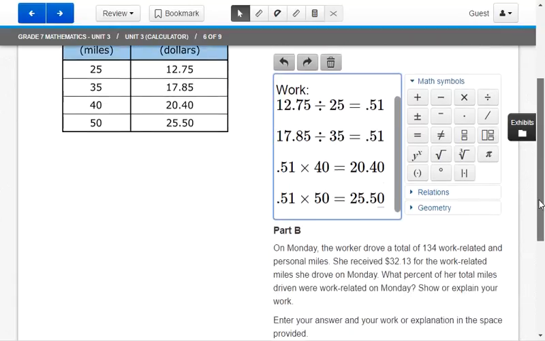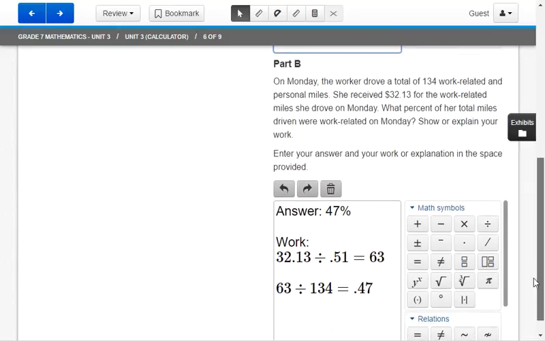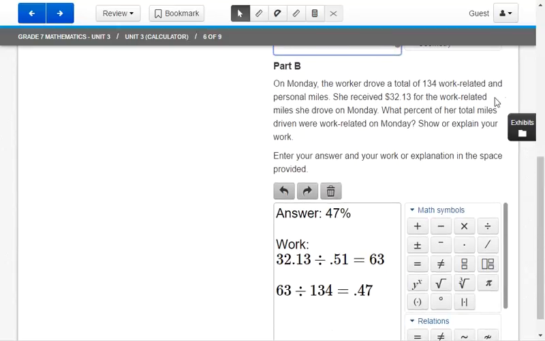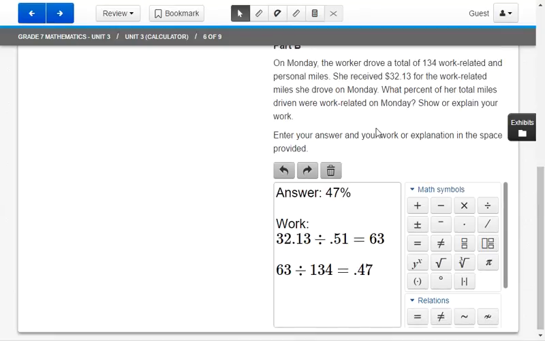Part B. On Monday, the worker drove a total of 134 work-related and personal miles. She received $32.13 for the work-related miles she drove on Monday. What percent of her total miles driven were work-related on Monday? Show or explain your work. Enter your answer and your work or explanation in the space provided.